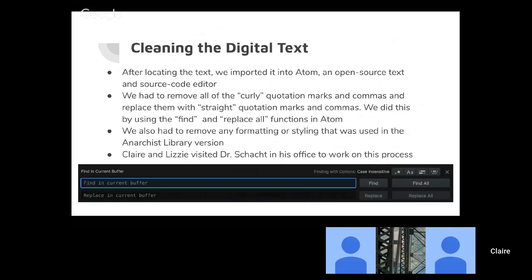And what's meant by straight versus curly: curly is how they would appear formatted, and so they're not really quotations. It doesn't make sense in the HTML, so you have to replace them with the straight quotation marks, which are just the two dotted lines that would come up in Atom. But from the plain text source that we got, they were curly, so we had to fix them.